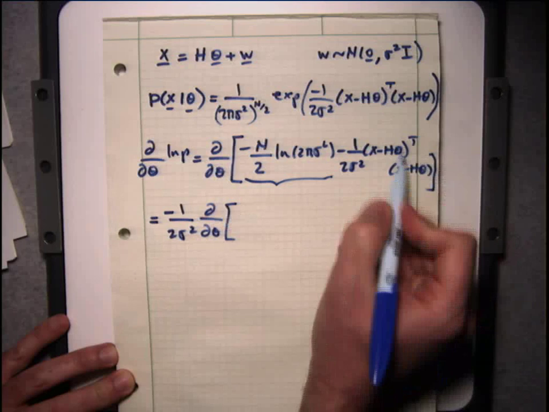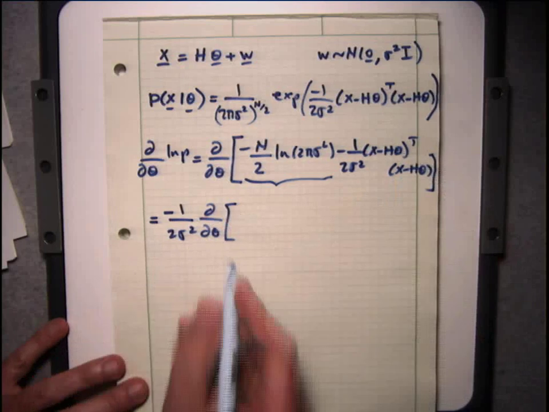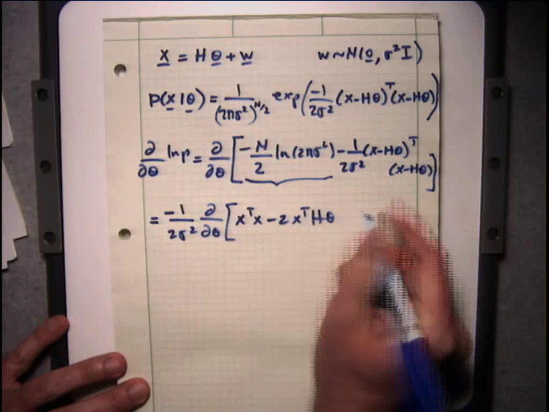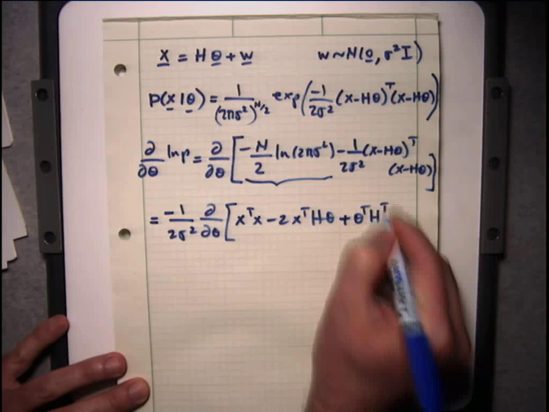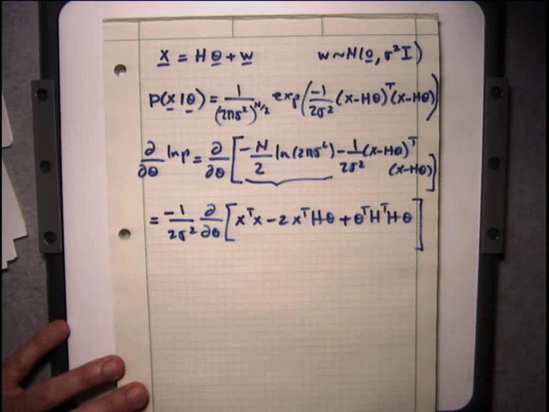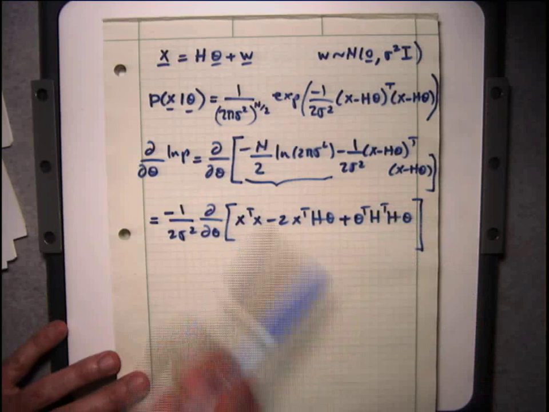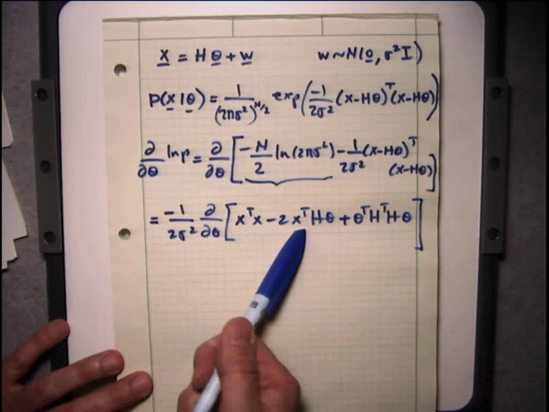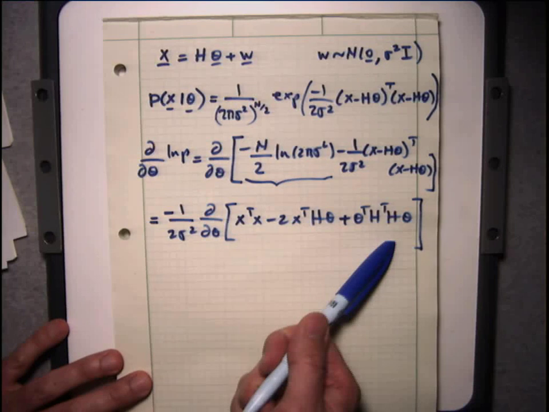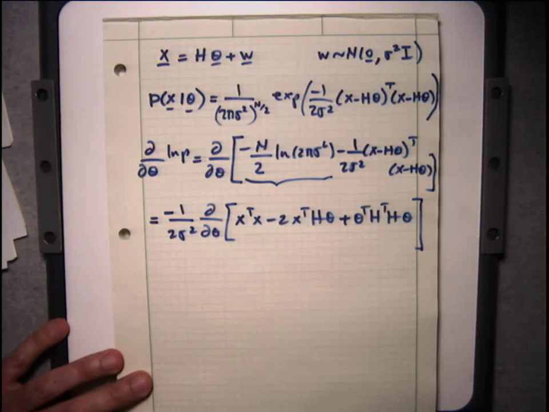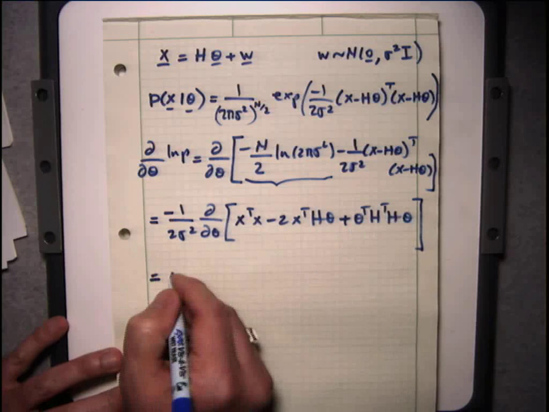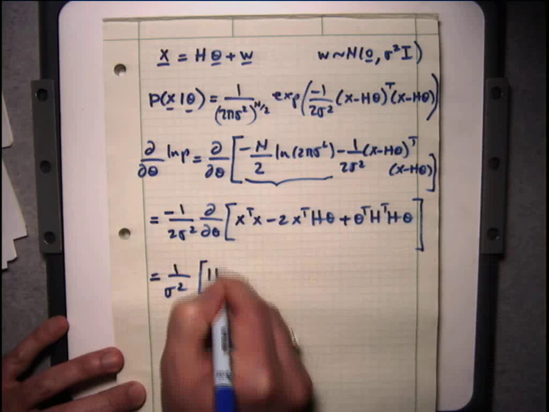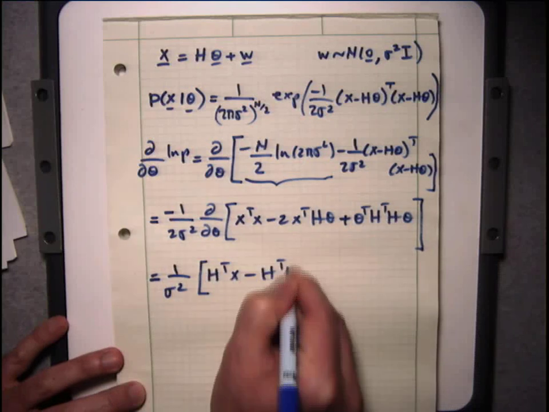And what I'm going to do is multiply the terms of this quadratic out so we can see what they look like: x transpose x minus 2 x transpose h theta plus theta transpose h transpose h theta. Then if you differentiate this, the first term doesn't involve theta, so that goes away. The second term is linear in theta, so you're going to get h transpose x. And the third term is quadratic in theta, so you're going to get 2 h transpose h theta. So this becomes, simplifying some of the signs, 1 over sigma squared times h transpose x minus h transpose h theta.